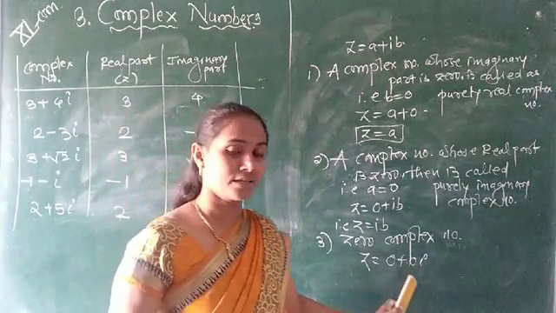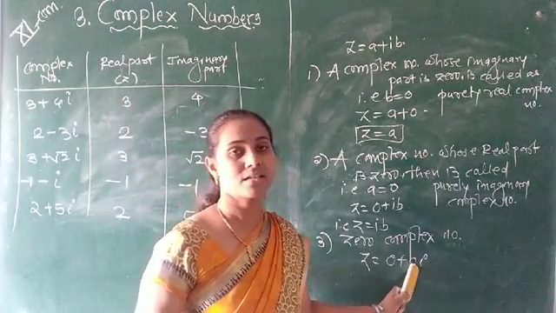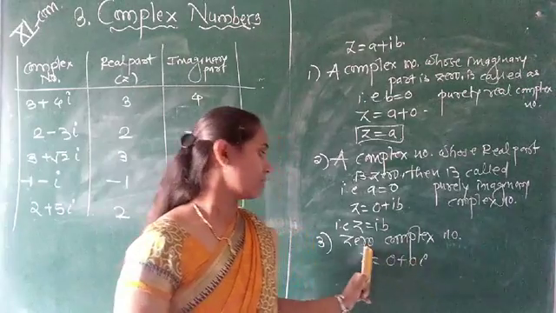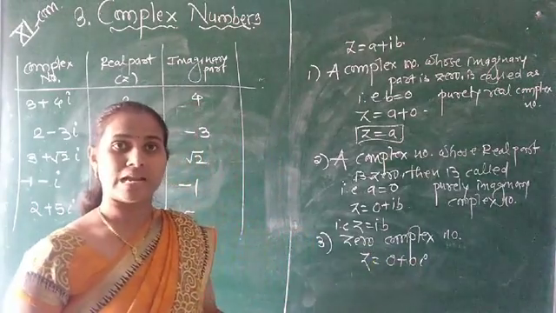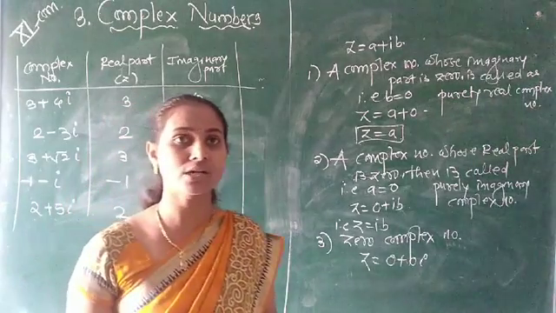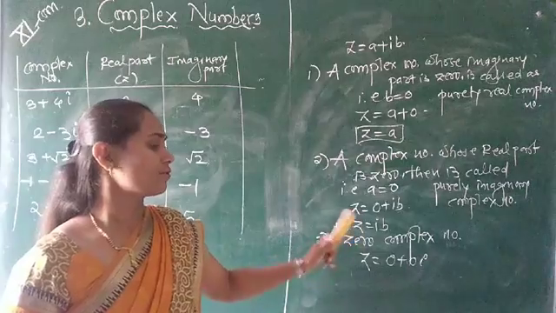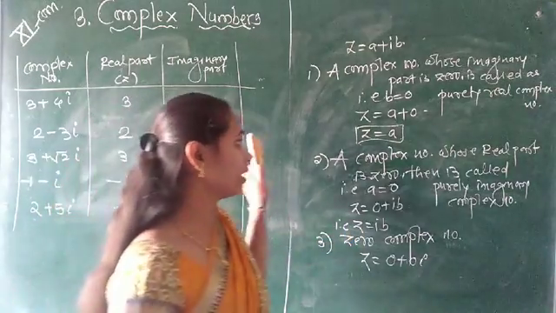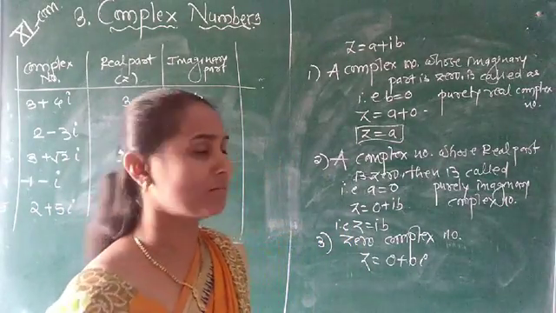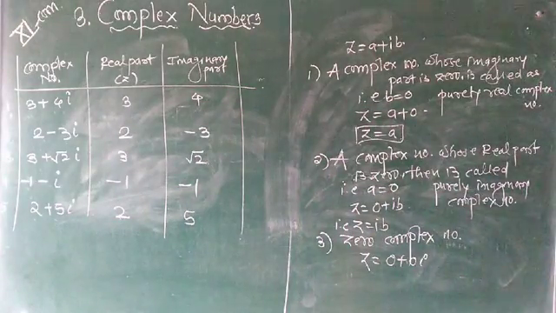Is called a zero complex number. A complex number whose real and imaginary part are 0 is called a zero complex number and it is denoted by 0. That is z is equal to 0 only. 0 means what? 0 plus 0i, which is called a zero complex number. This is all about the complex number. Now we see our next point in complex number, that is conjugate of a complex number.